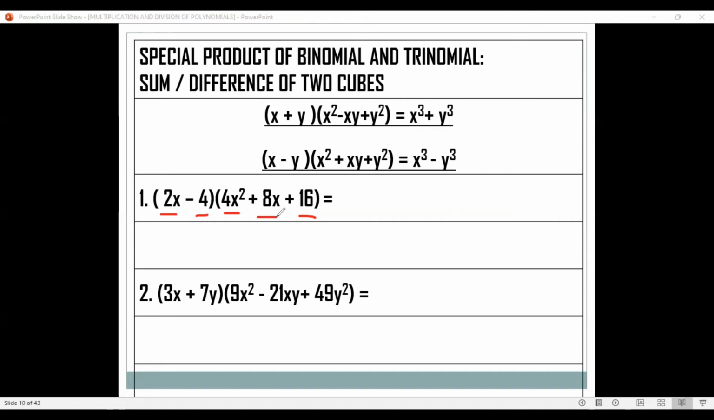So therefore, we can make use of the rule which states that you can find it by simply getting the cube of the first term and subtracting the cube of the second term. So 2x raised to the third power will simply mean 8x raised to the third power. And then the operation is a difference. We have negative 4 now, and that is raised to the third power. So the answer is negative 64.